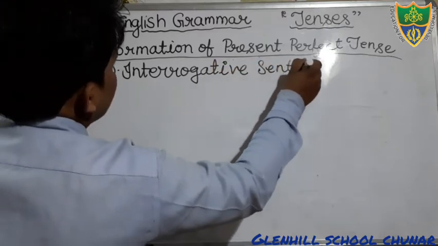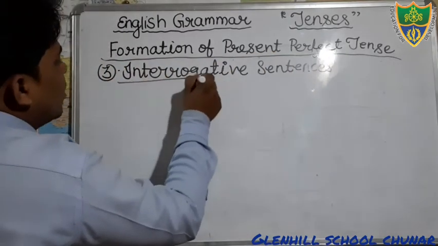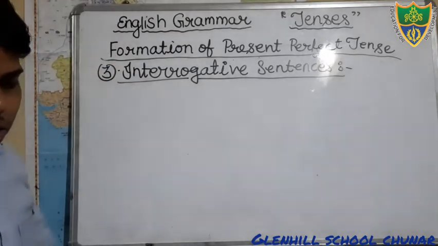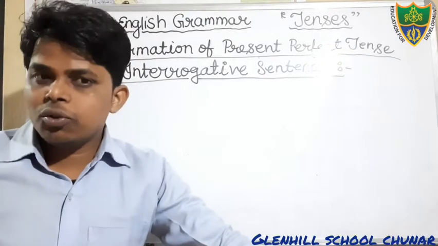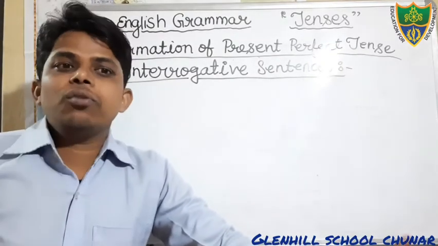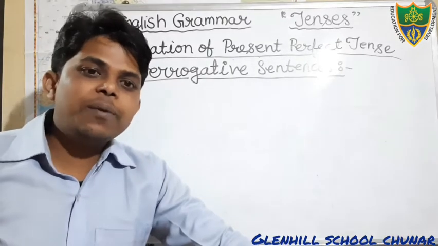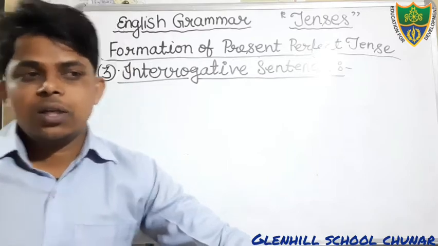Interrogative sentences. Just see, students, I have already told you what interrogative sentences are and how many types there are. Dear students, I have told you that there are two types of interrogative: Yes/No type and WH type. Yes/No type always starts with the helping verb, and WH type always starts with the WH words such as what, when, why, where, okay, etc.